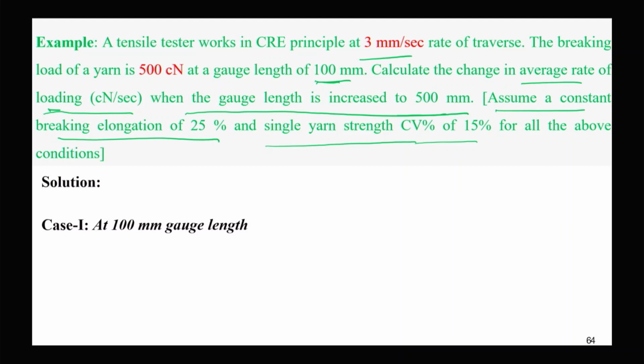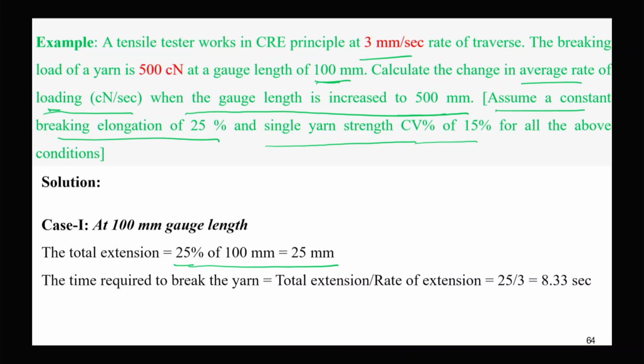At 100 millimeter gauge length, the breaking extension is given as 25%, so the total breaking extension is 25 millimeter. Time to break of the yarn is total extension divided by rate of extension. The rate of extension is 3, so it will become 8.33 seconds. That is the time to break.